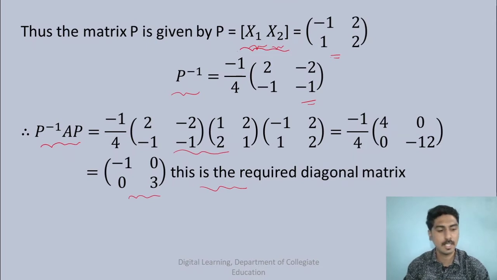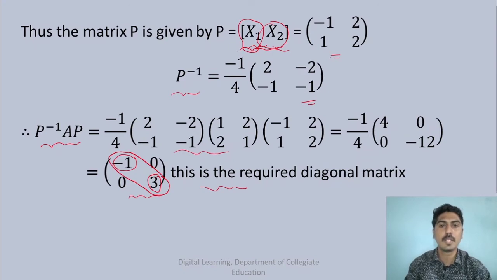If you observe here, the diagonal elements are nothing but the eigenvalues of the matrix A. Here we have considered first column as the first eigenvector corresponding to minus 1. So I am getting here minus 1. The second column as x2, which is the corresponding eigenvector for the eigenvalue 3. So I am getting 3 here. If you interchange these two columns, you're supposed to get 3 here and minus 1 here.